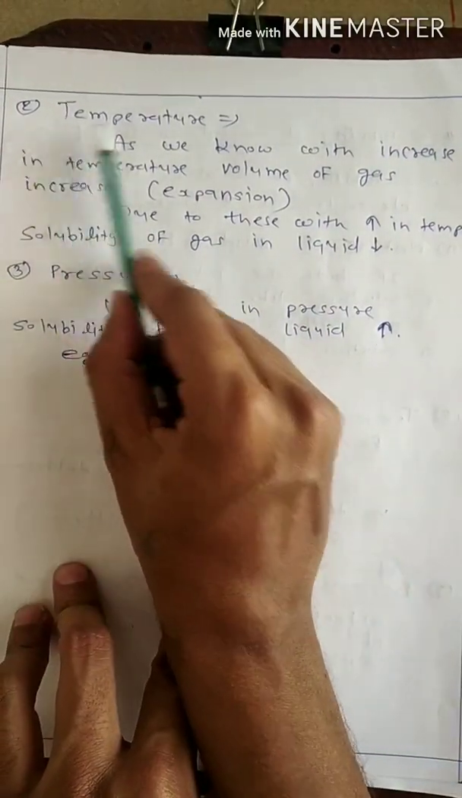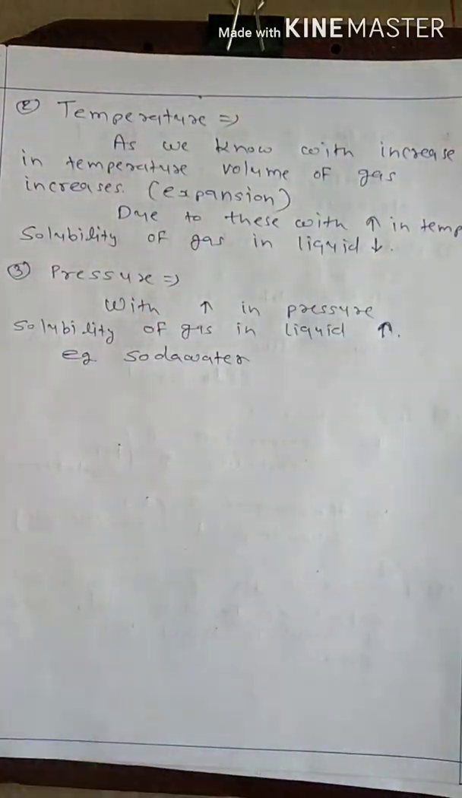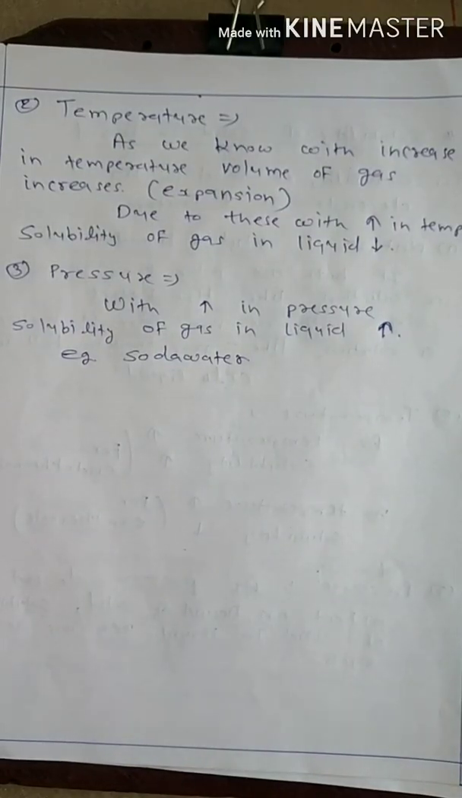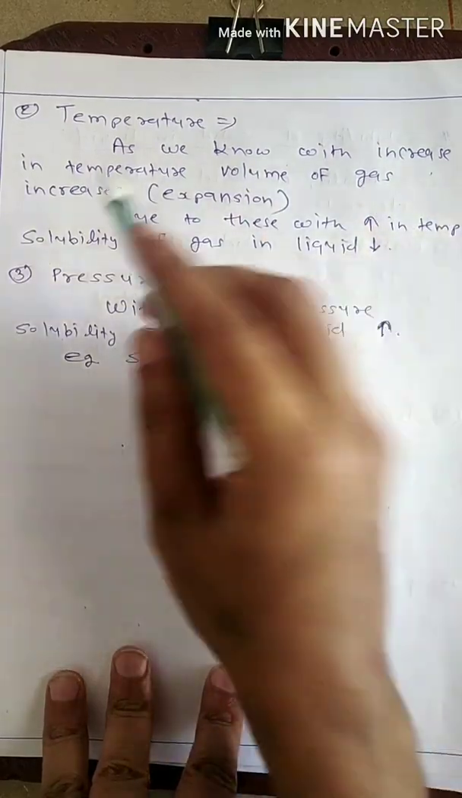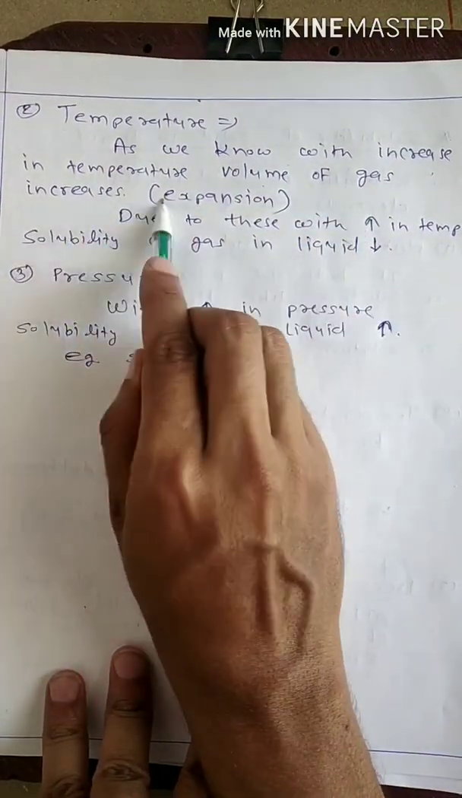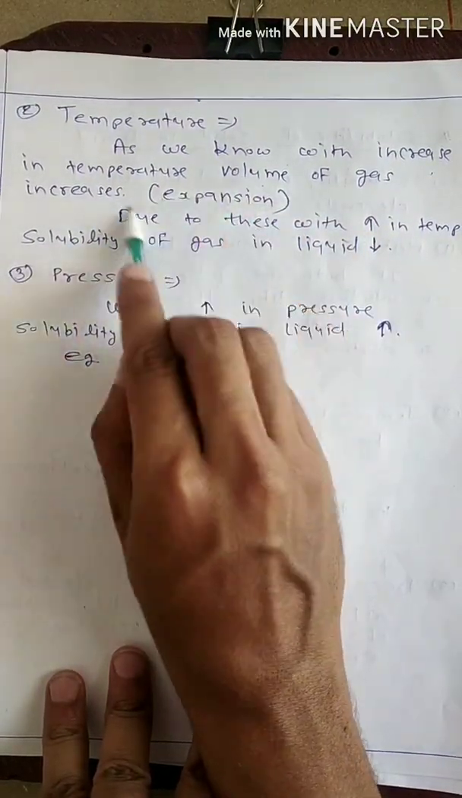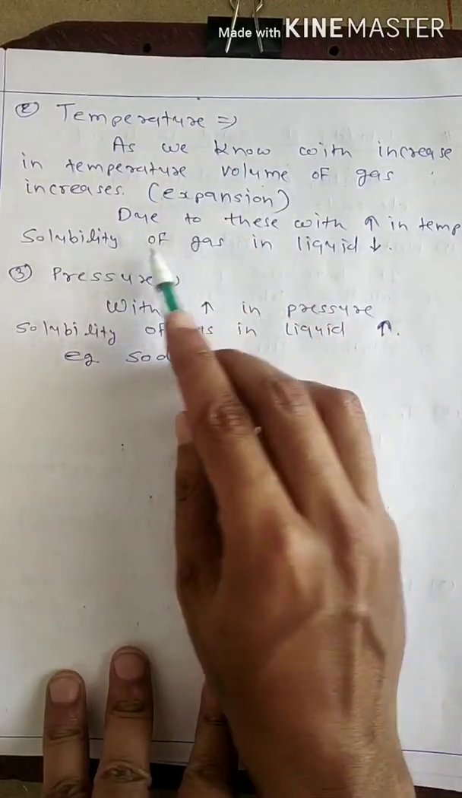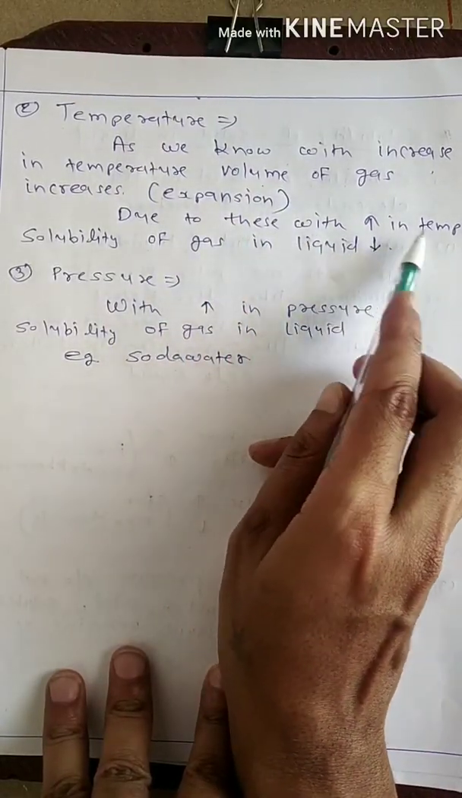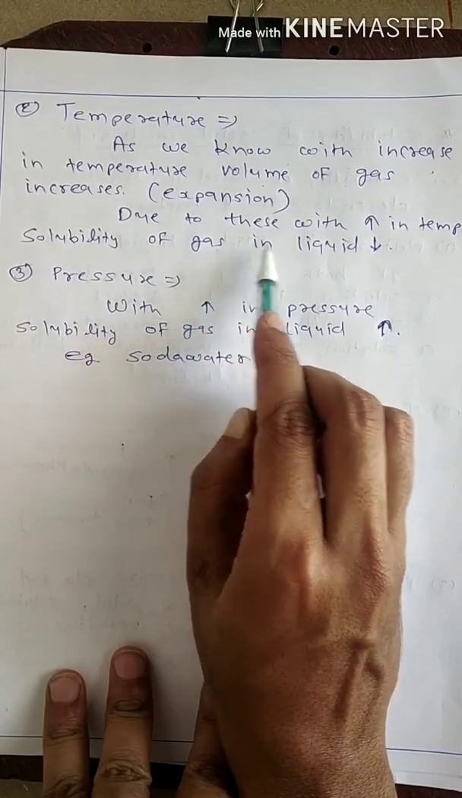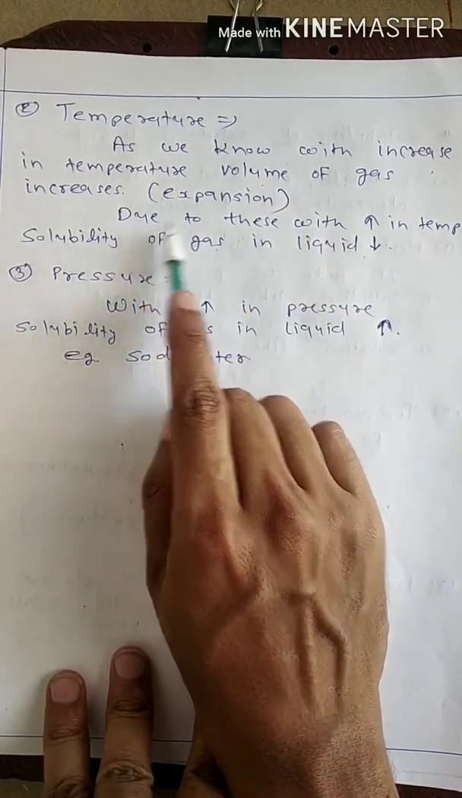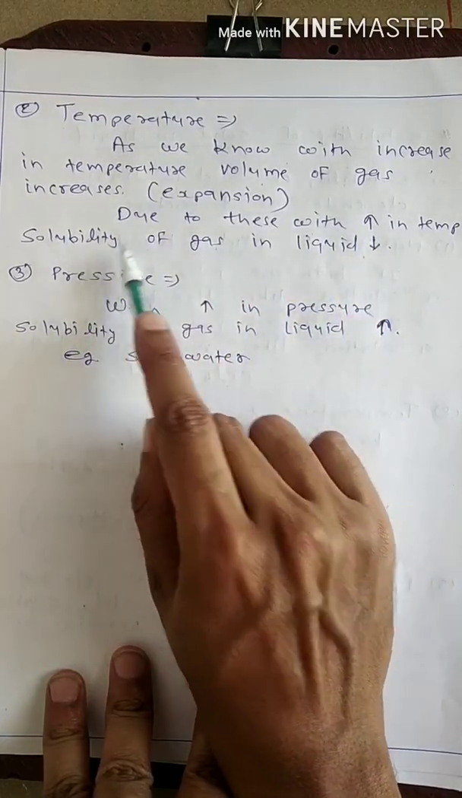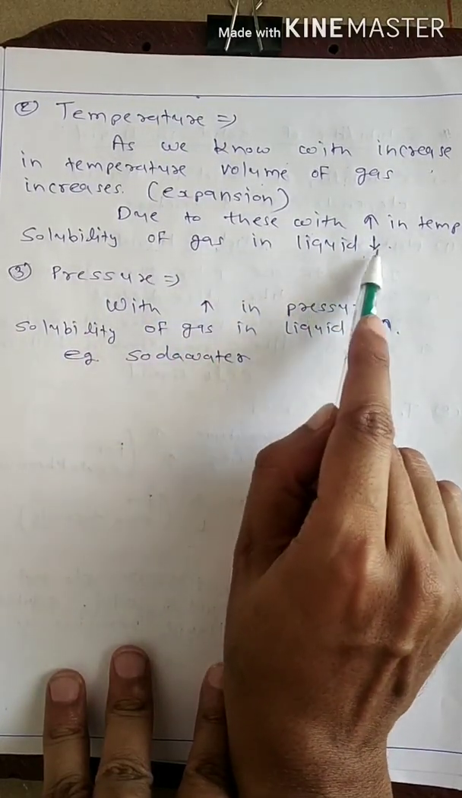Now, second factor is temperature. Now, as we know, with increase in temperature, volume of gas increases. This is called expansion. Due to this, with increase in temperature, solubility of gas decreases. Again, with increase in temperature, solubility of gas in liquid decreases.